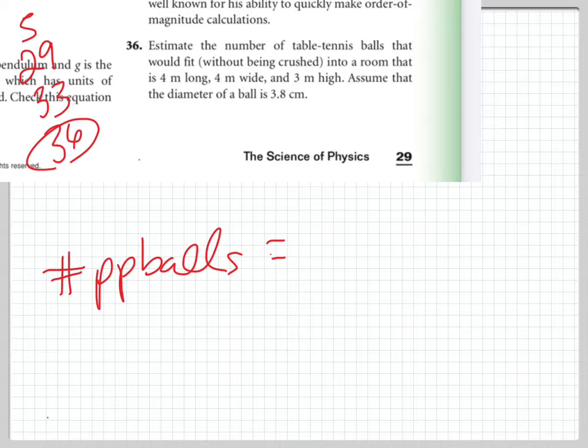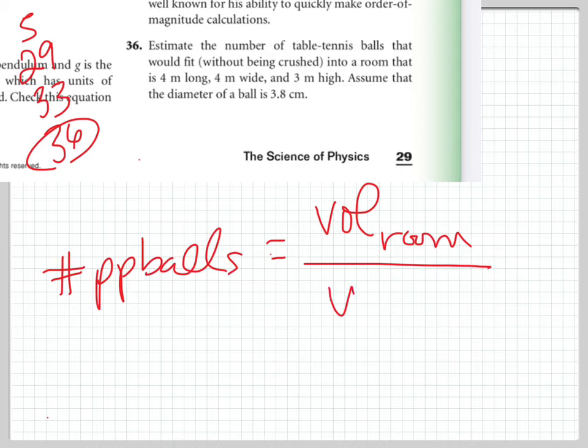Okay, so remember how I said we use a whole lot of subscripts in physics? Now, obviously, we can't use the letter V because that typically stands for velocity, so I am going to use VOL. So we have VOL sub room divided by VOL sub ball.